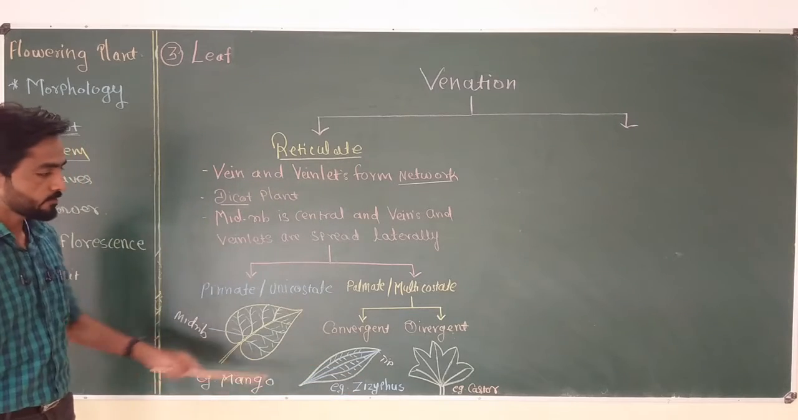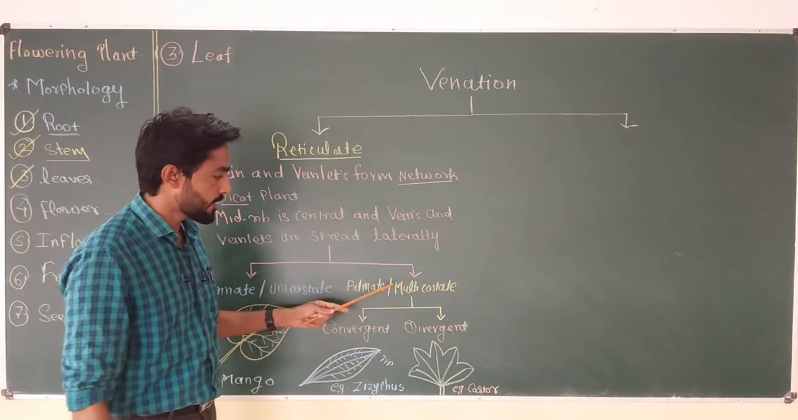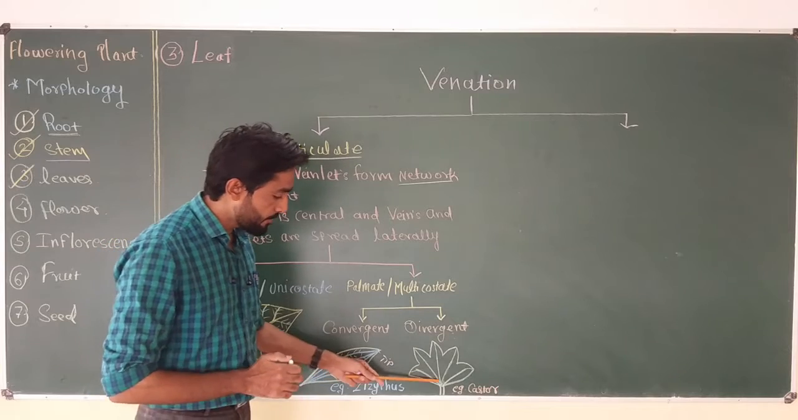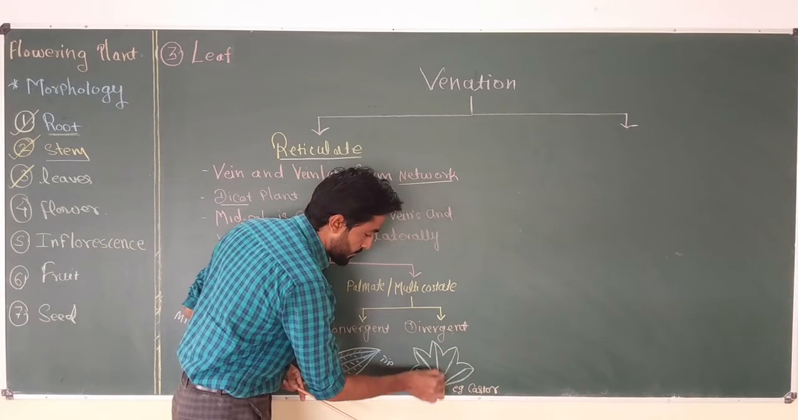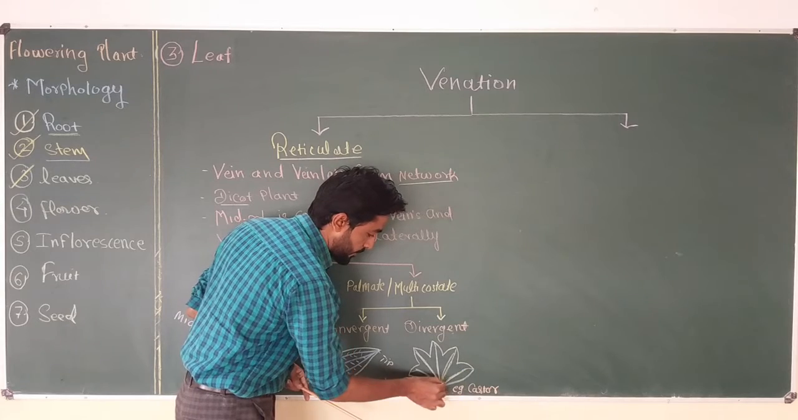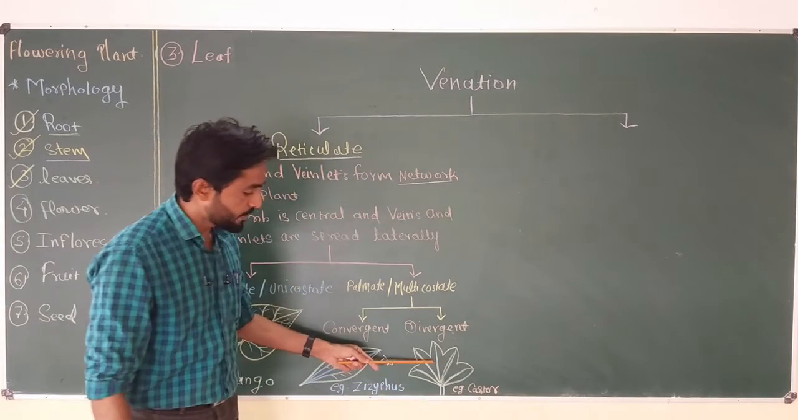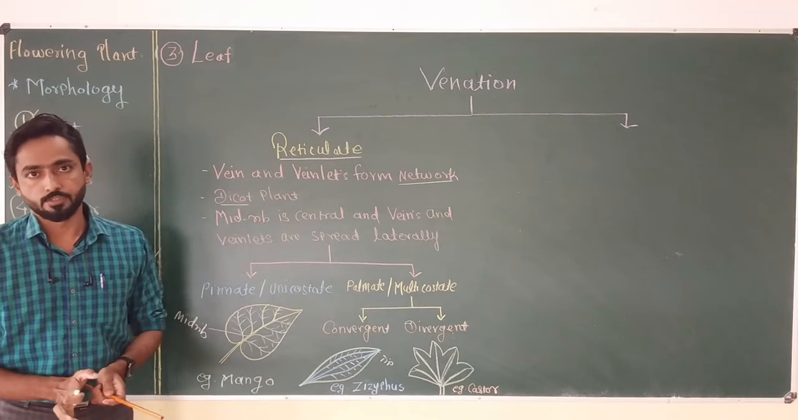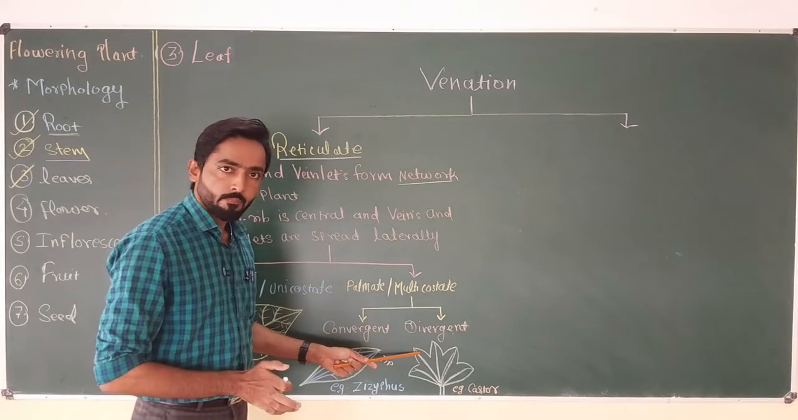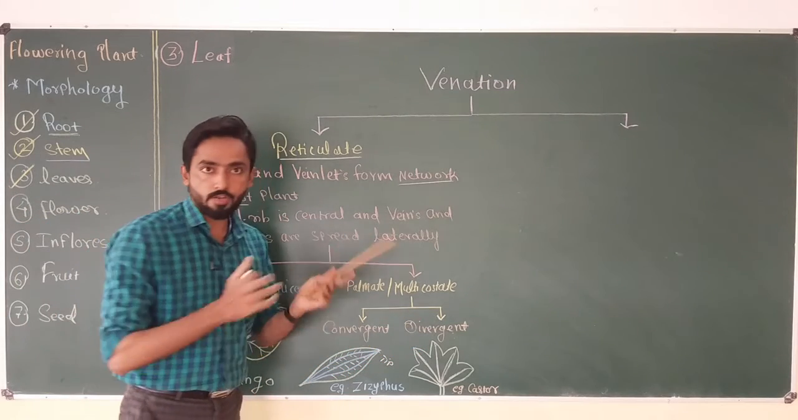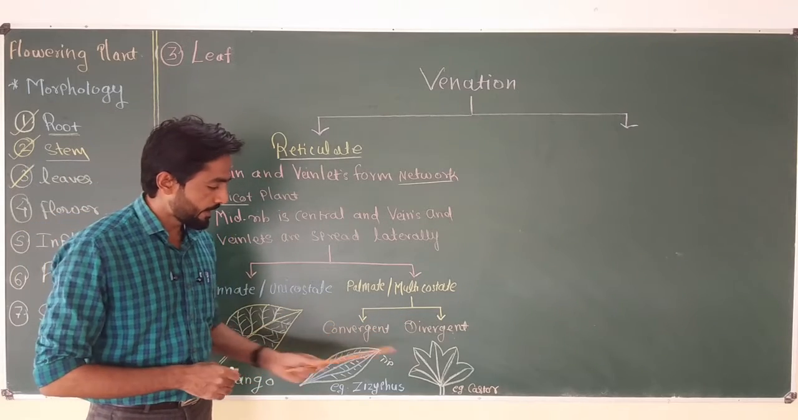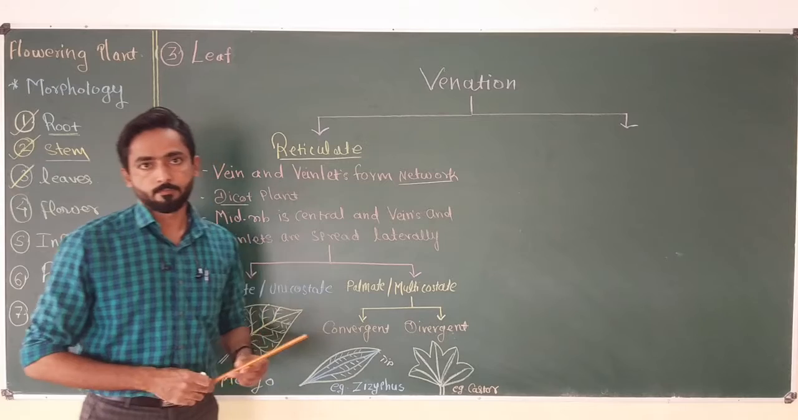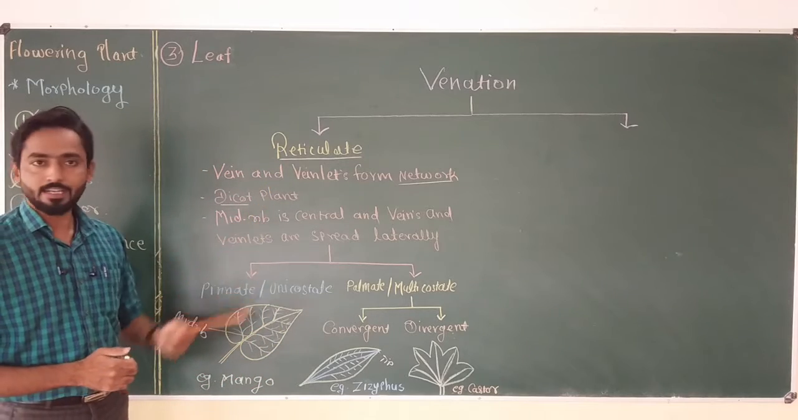And now in case of divergent, the last type of multicostate, many midribs, these are the midribs, arise from the petiole and now these midribs run in different directions in the lamina, and they diverge. So it is called divergent type of venation. An example is castor. Okay, so this is all about reticulate venation.